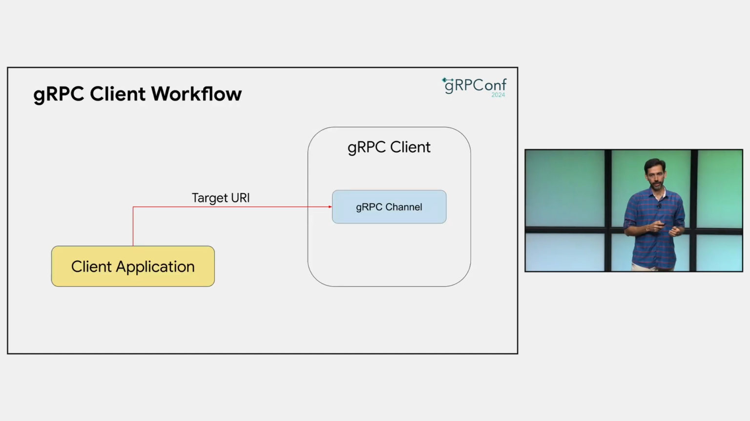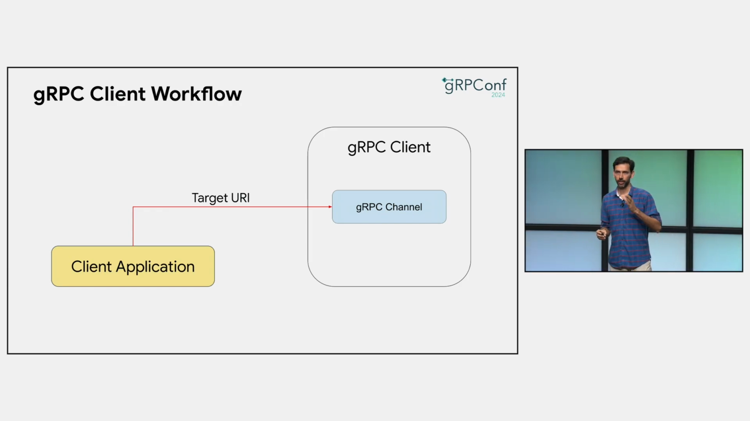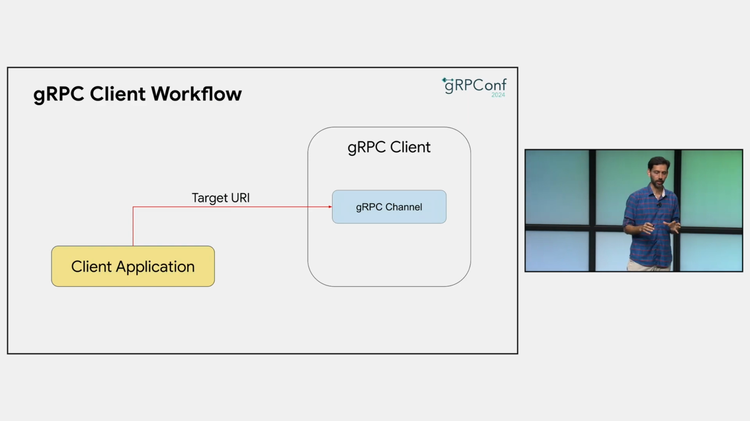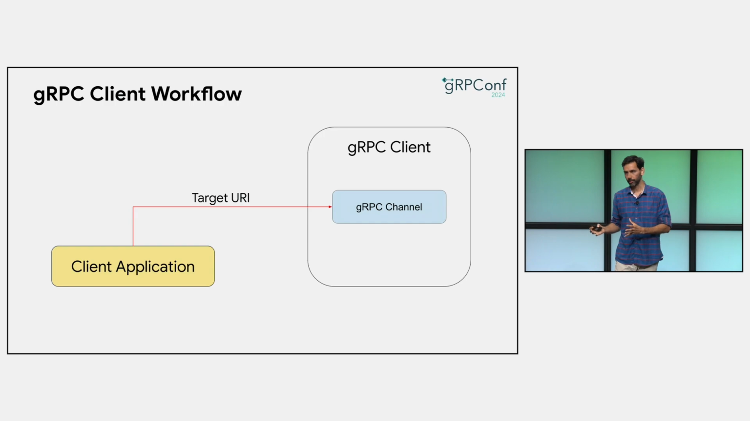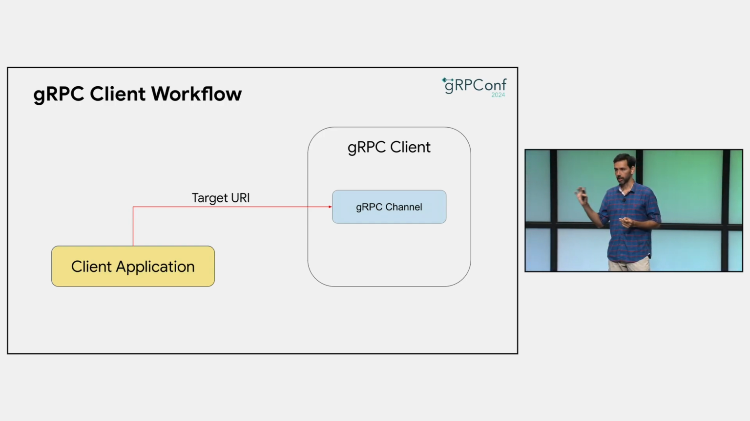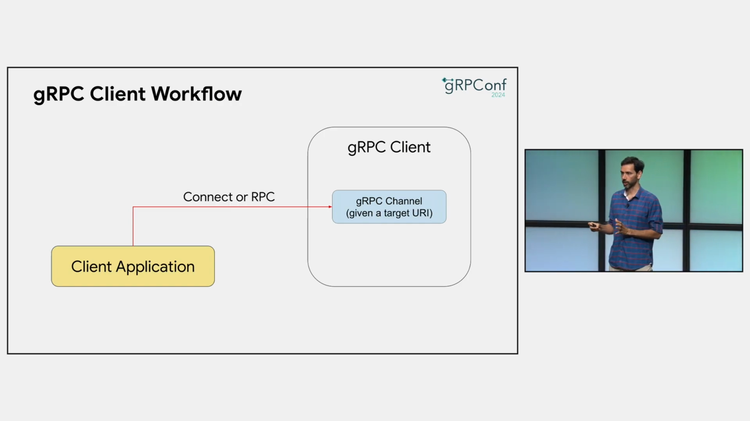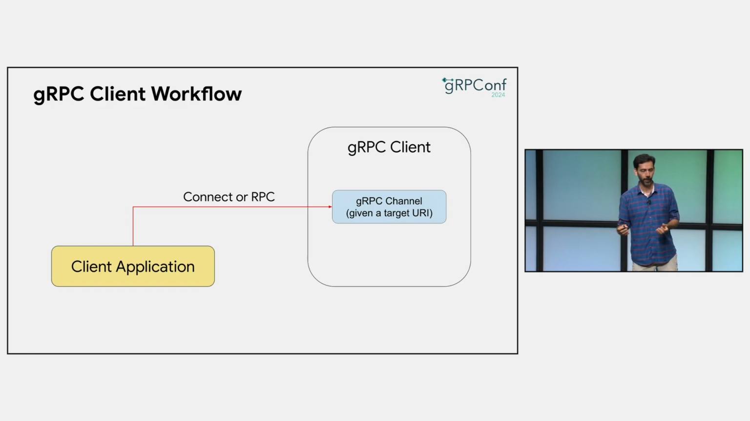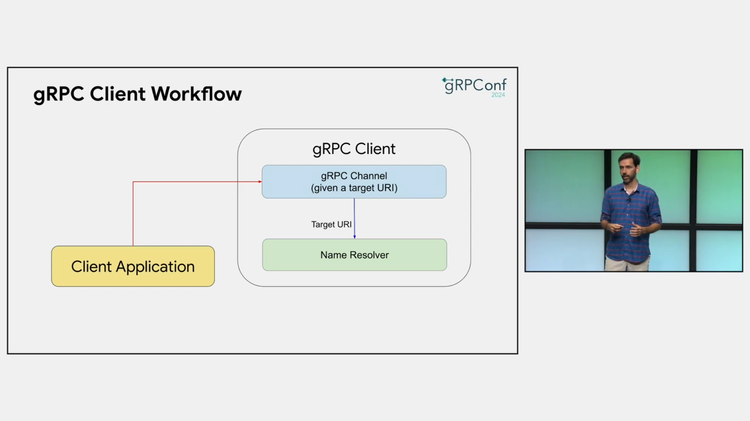So let's dive a little deeper now and look at the gRPC client architecture. We'll see a typical client workflow and we'll see where the LB policies fit in. The client application creates a gRPC channel and gives it the target URI, which basically represents the server that it wants to talk to. At this point, the channel is not doing anything. It's just sitting idle until the client application either asks the channel to explicitly connect or makes an RPC.